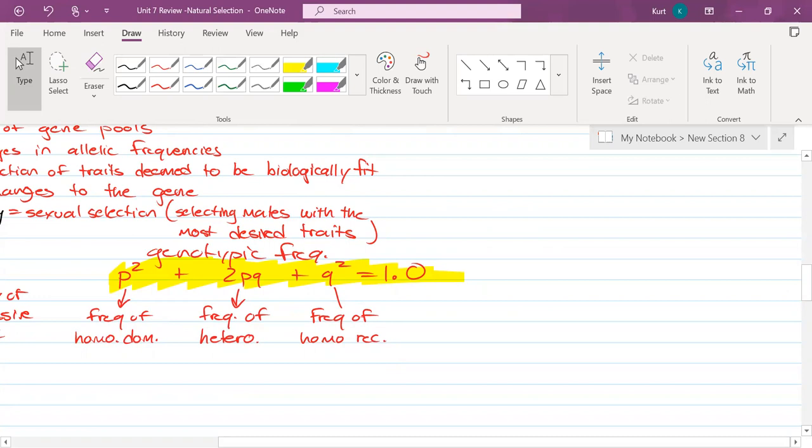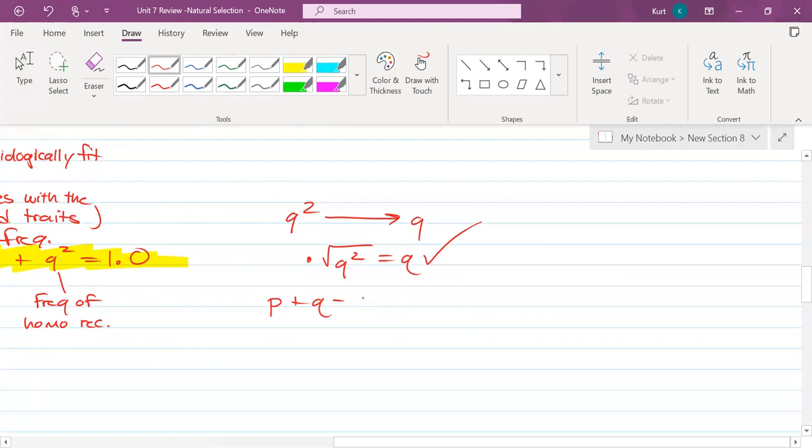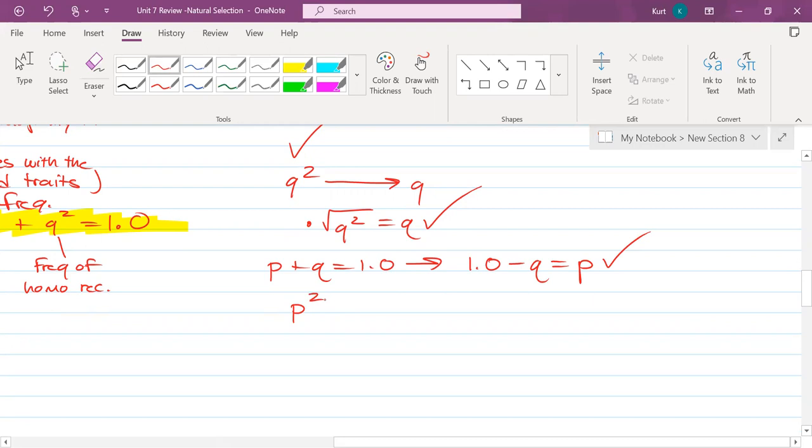So my point here is, if you can identify the individuals that are homozygous recessive, you're made. If you can figure out what q squared is, the next variable you want to get is q. You do the square root of q squared, that equals q. After you find q, you know that p plus q equals 1.0. Flip that around to be 1.0 minus q equals p. Now you've got p. So you've got q squared, you've got q, you've got p. Now to get from p to p squared, just square it. And then you do 2 times p times q, and you're done.